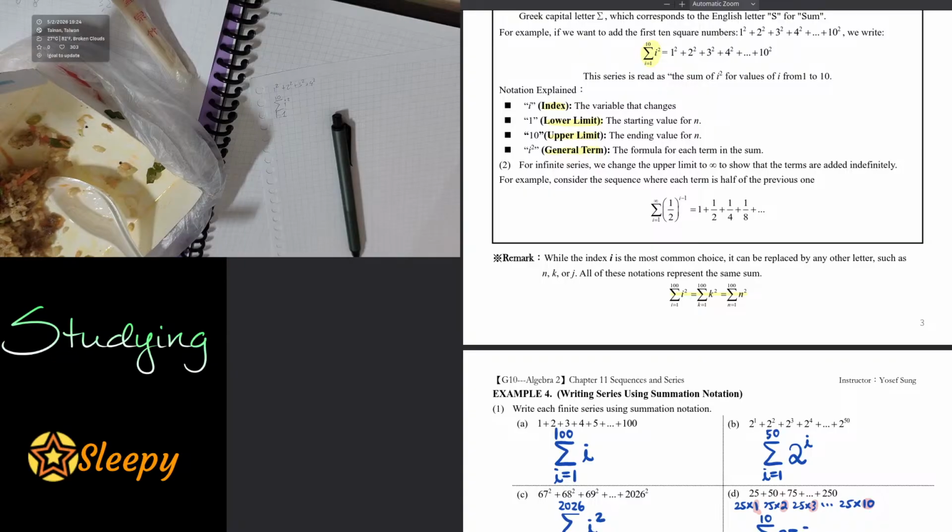Okay, yeah, for infinite series, right? Any other letter? All right, all right. I would really not choose i because I find it miserable. I'll choose another letter. All right. Let's do example 4.